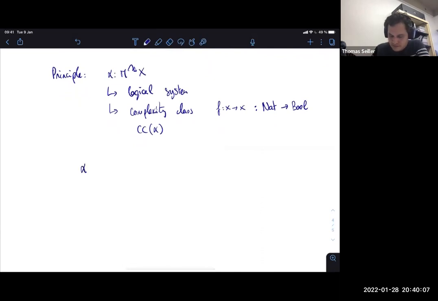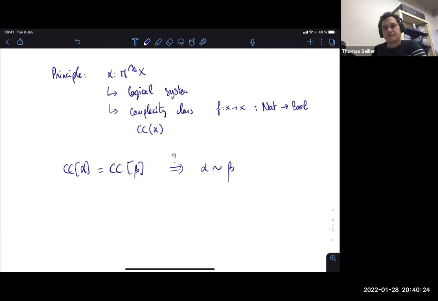translates as: if CC of alpha is equal to CC of some other action beta, does that imply that alpha is equivalent to beta for some equivalence? And the equivalence I'm interested in is called orbit equivalence, right? Yeah, this is orbit equivalence. And orbit equivalence is basically saying that you have a measure space isomorphism that maps orbits to orbits.